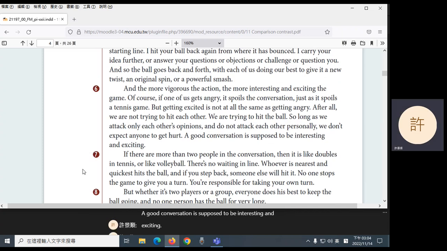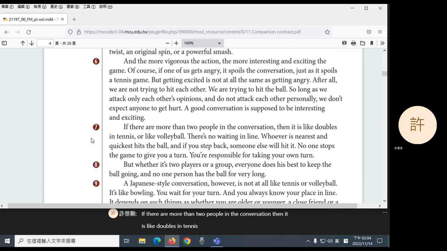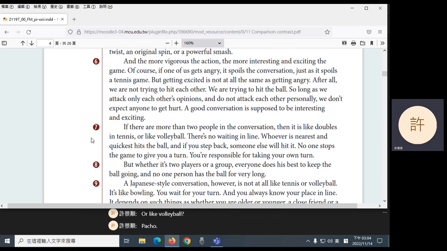If there are more than two people in the conversation, then it is like doubles in tennis, 双打, or like volleyball, 排球. There's no waiting in line. Whoever is nearest and quickest hits the ball. And if you step back, someone else will hit it. No one stops the game to give you a turn. You're responsible for taking your own turn. But whether it's two players or a group, everyone does his best to keep the ball going, and no one person has the ball for very long.